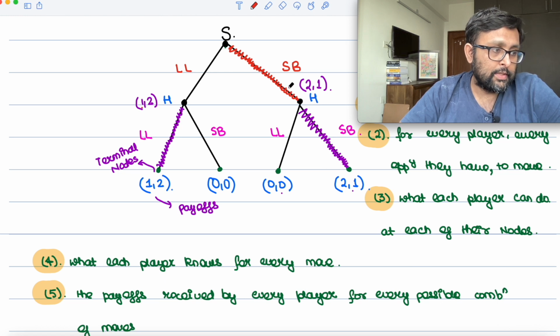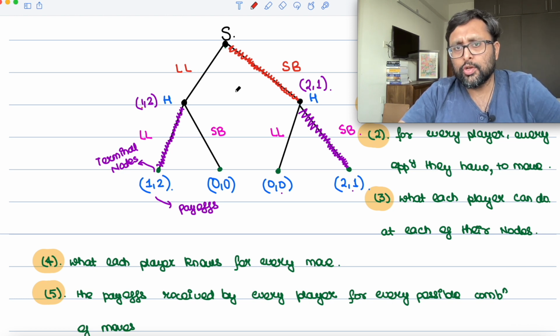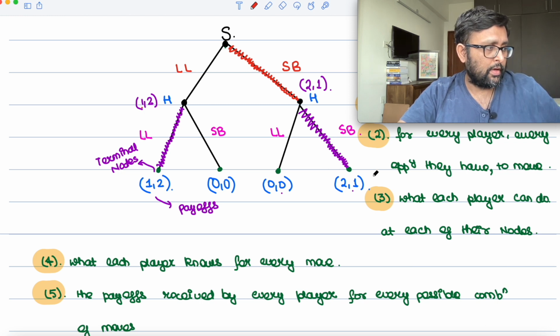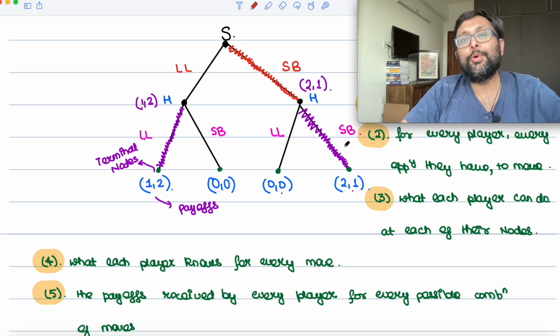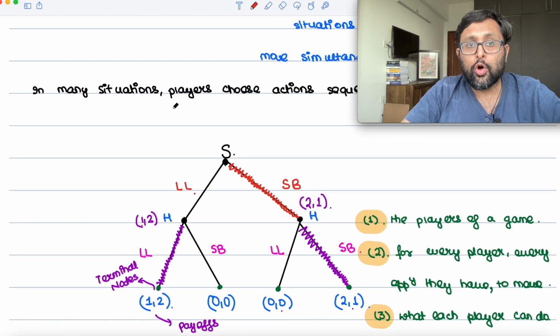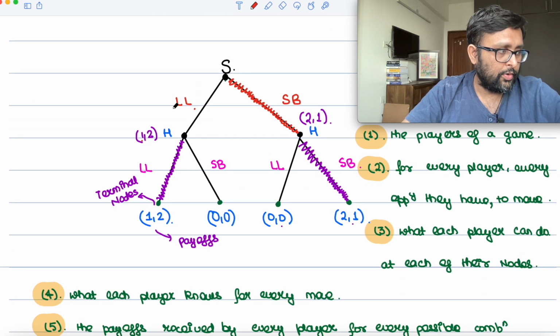So what happens? Is LL still a plausible Nash equilibrium? No. So your Nash equilibrium is now SB in the sequential form. She is going to choose Starbucks and he is only going to follow her. This LL, LL, which you got in the simultaneous move game, is no longer a plausible Nash equilibrium, right?